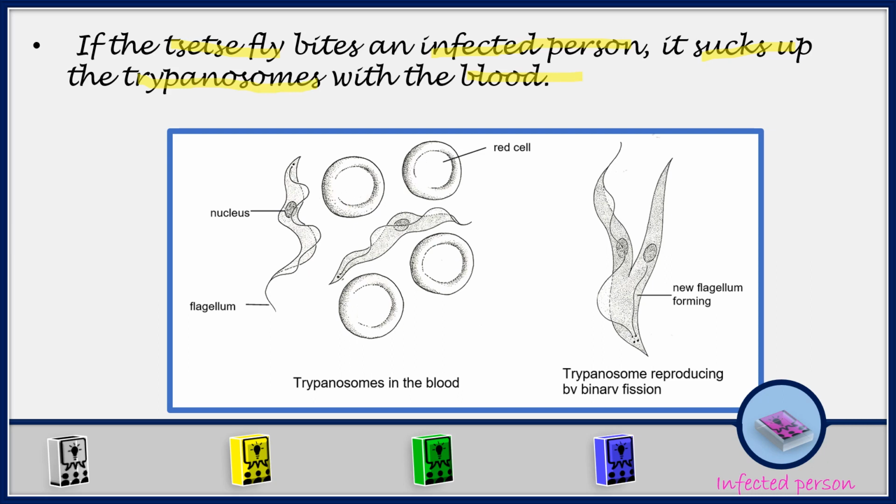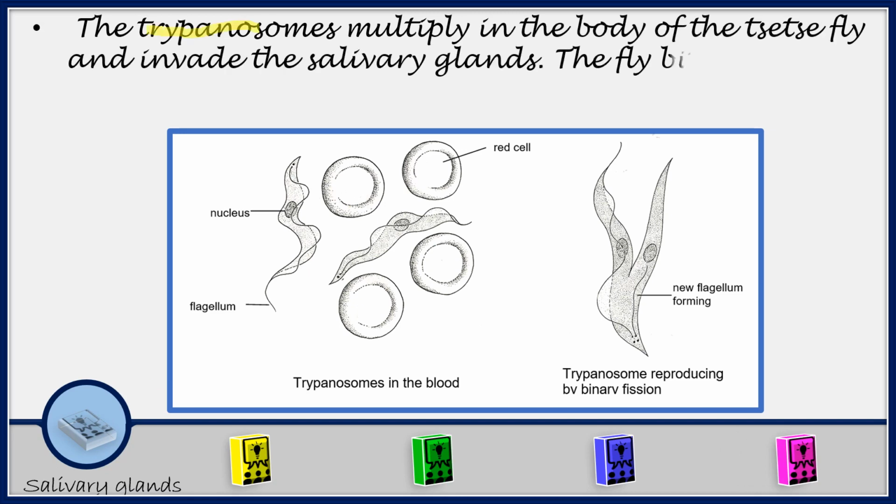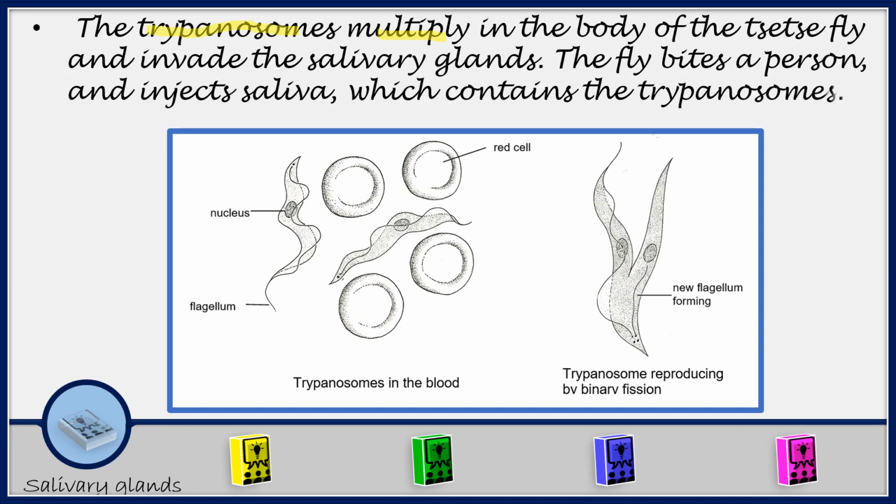So when the tsetse fly comes and sucks blood from an infected person, it will go with the blood, but at the same time, it is going to go with the trypanosomes. The trypanosomes will multiply in the body of the tsetse fly, and they will invade the salivary glands.